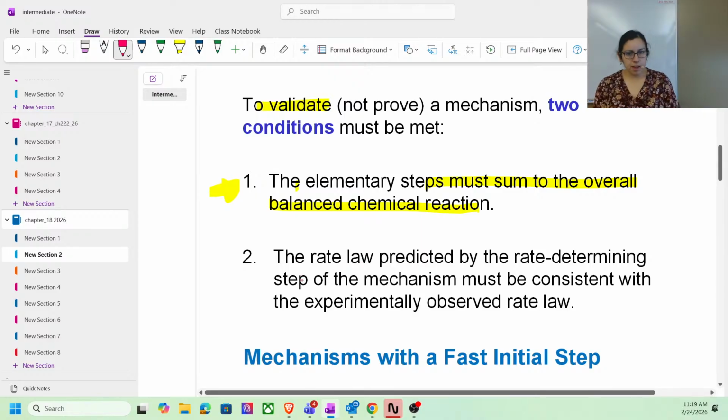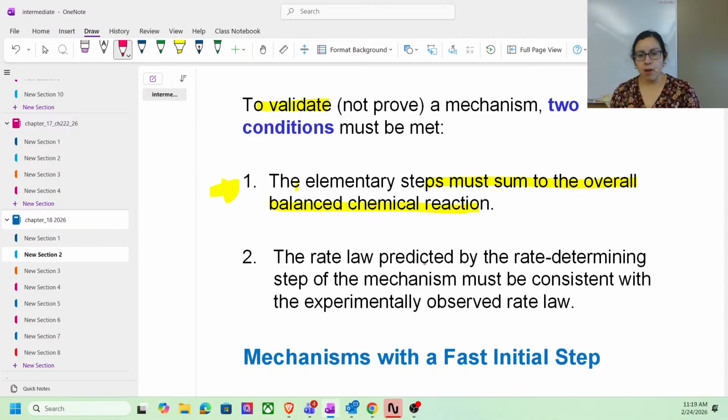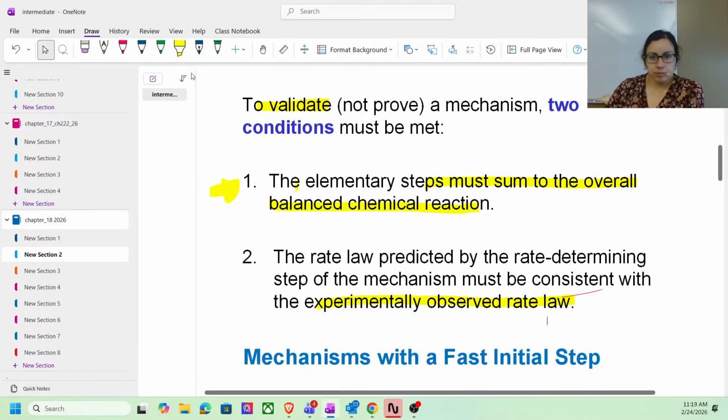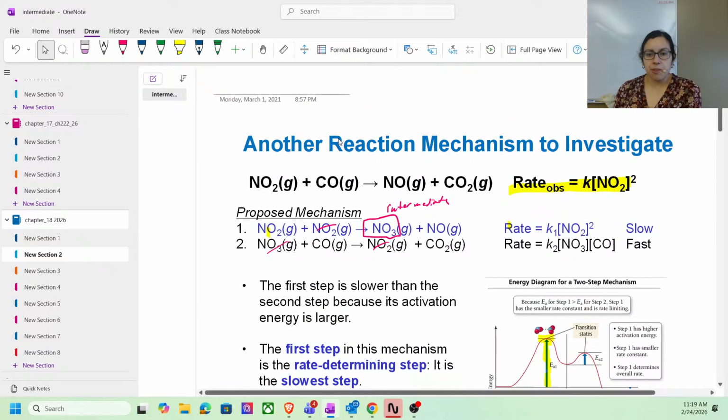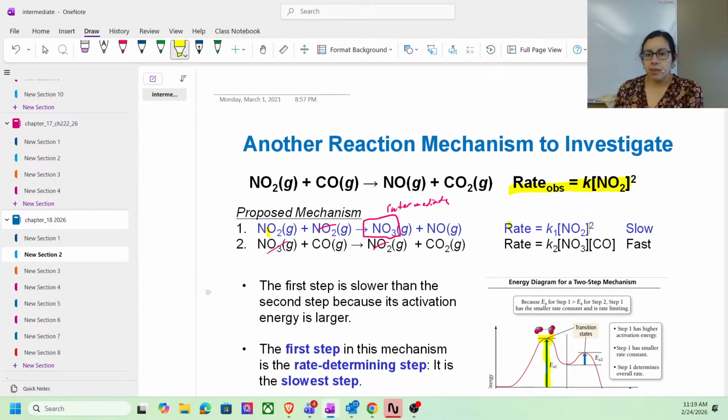And then second step, our rate law predicted by the rate determining step must be consistent with the experimentally observed rate law. So questions so far? So again, this is kind of simple since our first step is our slow step and is our rate determining step.